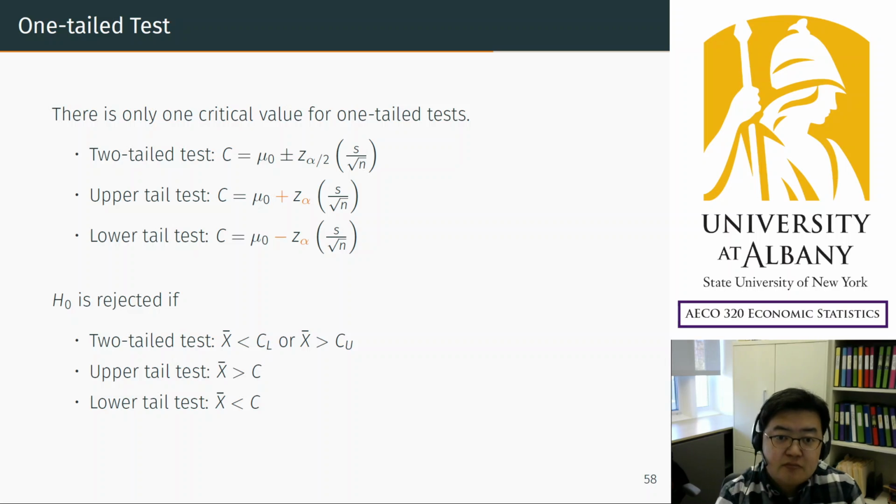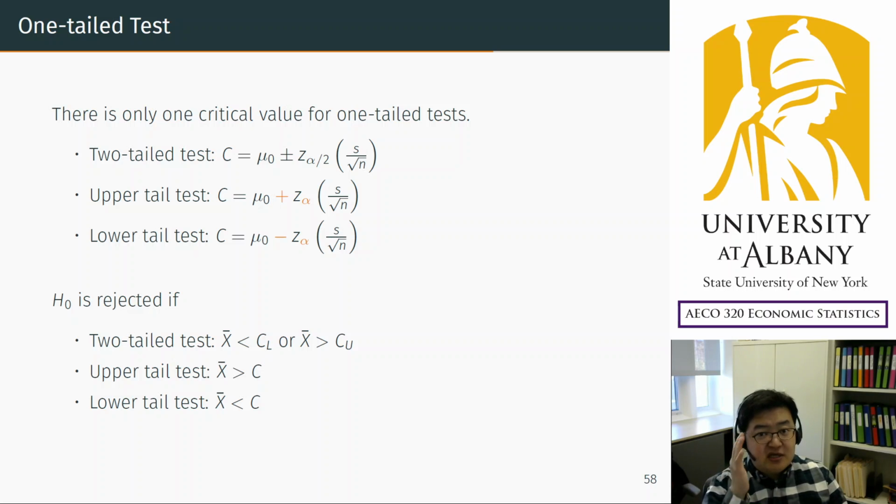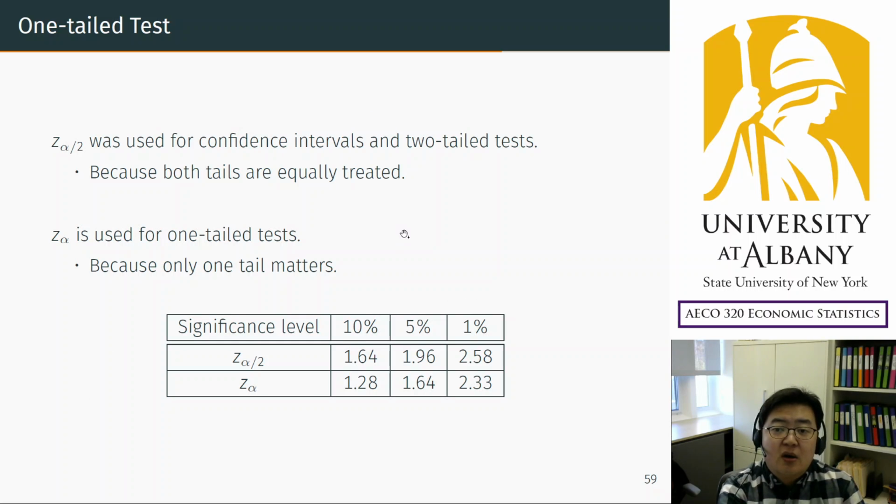So these three approaches need to be modified slightly when you have one-tail test. But as I said, if you understand the main idea, it's pretty straightforward. So don't worry about it too much. Just imagine what is going on, what you're doing, and think about the context where you are going to reject. Okay, so z alpha over 2 and z alpha, they are different.